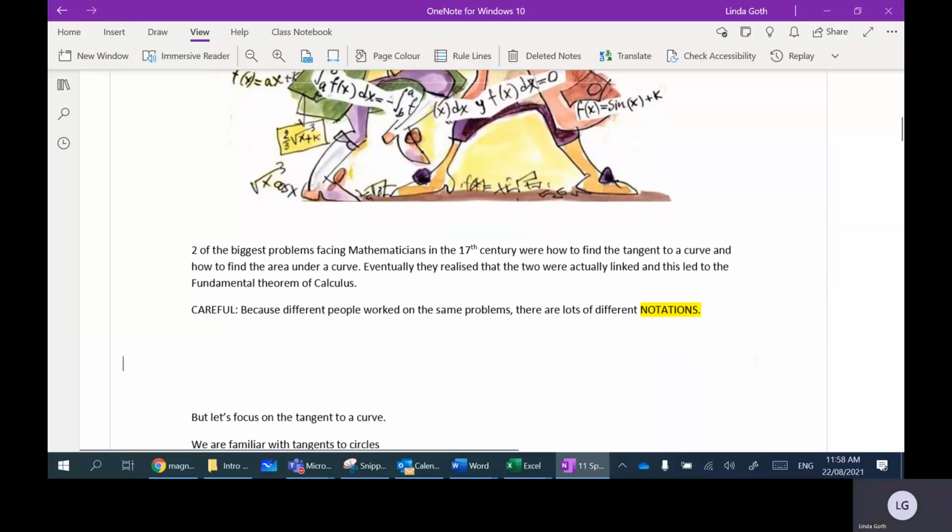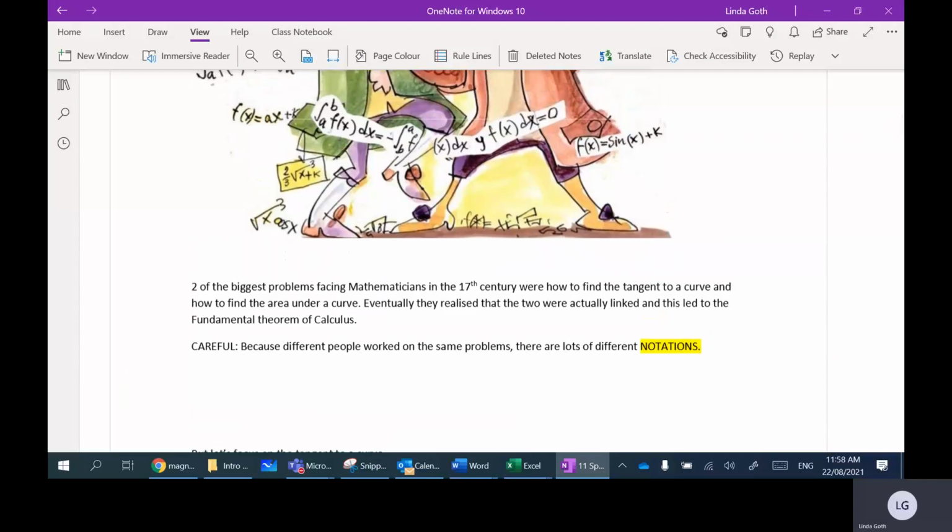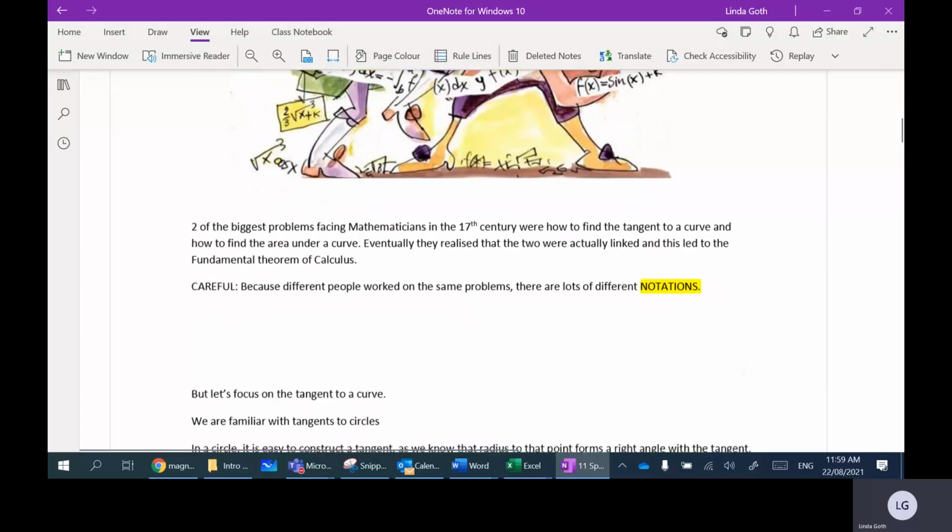So two of the biggest problems facing mathematicians in the 17th century were how to find the tangent to a curve and how to find the area under a curve. Eventually they realised that these two are linked, and this led to the fundamental theorem of calculus, which we will get to. And as I've said here, there are different notations that sometimes mean the same thing.